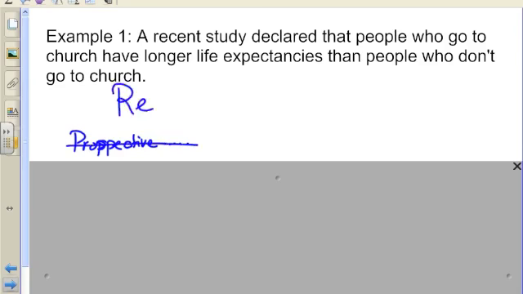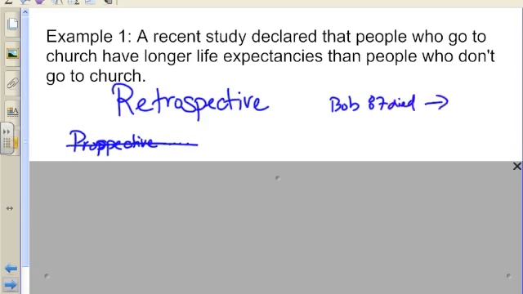This study would have been done retrospectively, meaning I would probably find people who've died. I would see how long they lived. You know, here's Bob, may he rest in peace. He was 87 when he died. And then I'd look back into his past. Did he or did he not go to church throughout his life? Okay. And then I'd compare that to, you know, Bobette. I don't know, Bobette was 53 when she died. And then I look back into her past. Did she or did she not go to church? So that sort of thing.